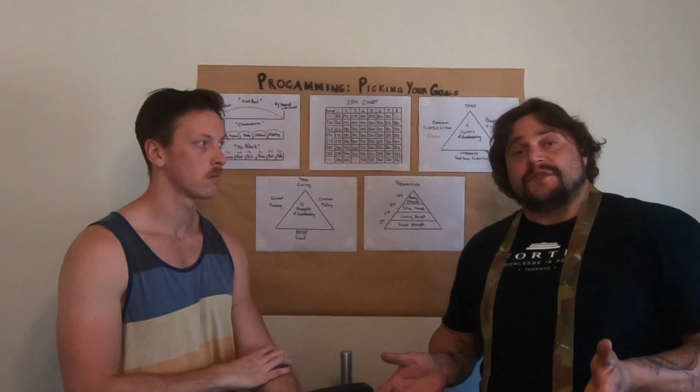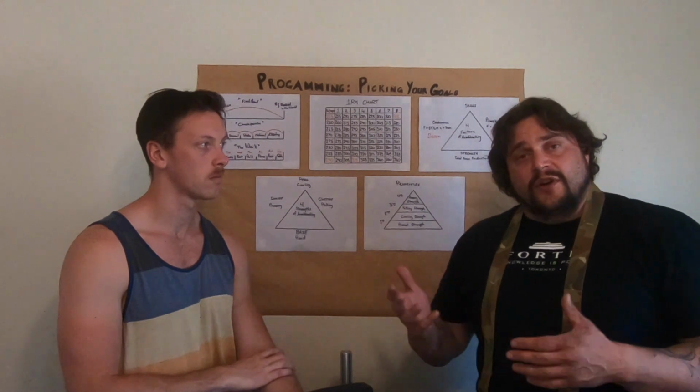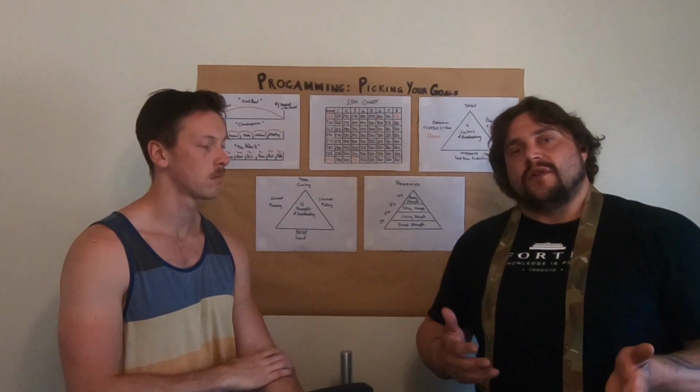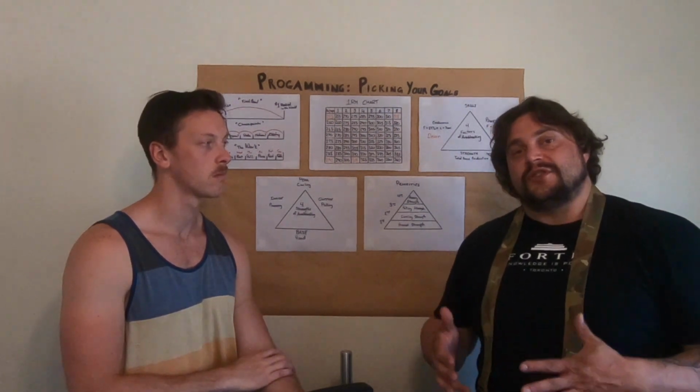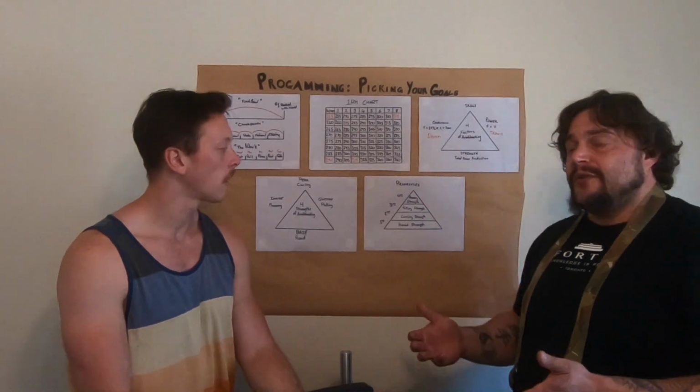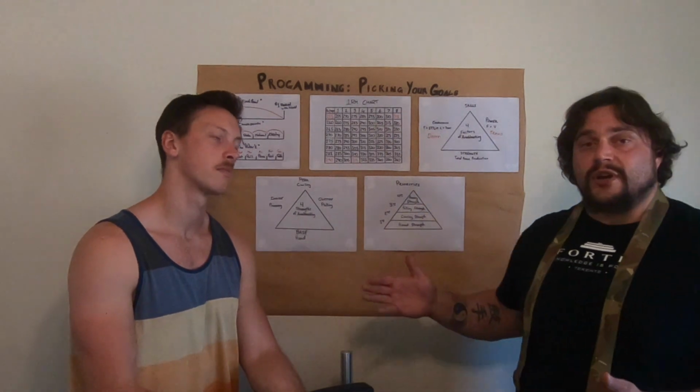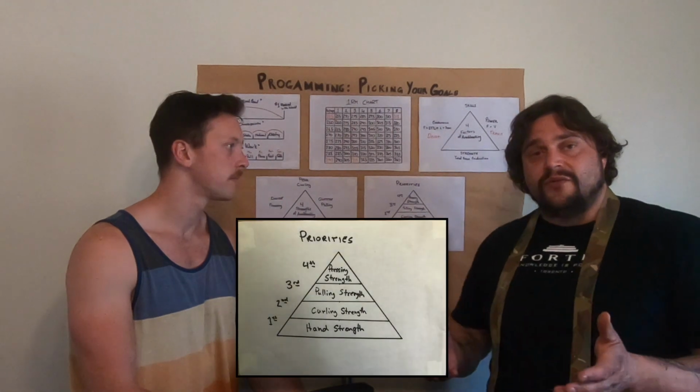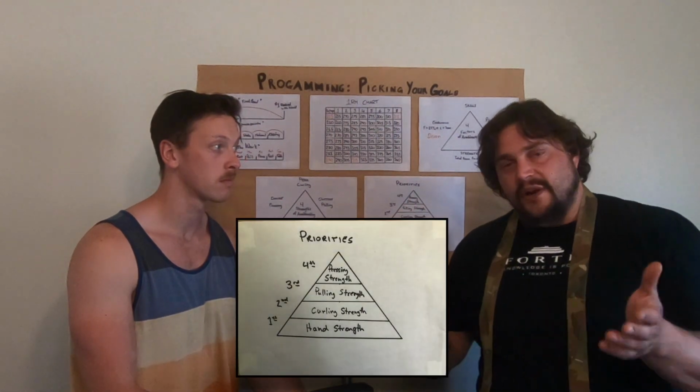Once you have these reference points figured out, then you're going to want to do the same thing that you did with the wrist curl and establish where you match up with the competition that's around you. That's going to allow you to prioritize which strengths you need to work on. And we're going to use another pyramid to lay out those priorities. It's a very simple pyramid.